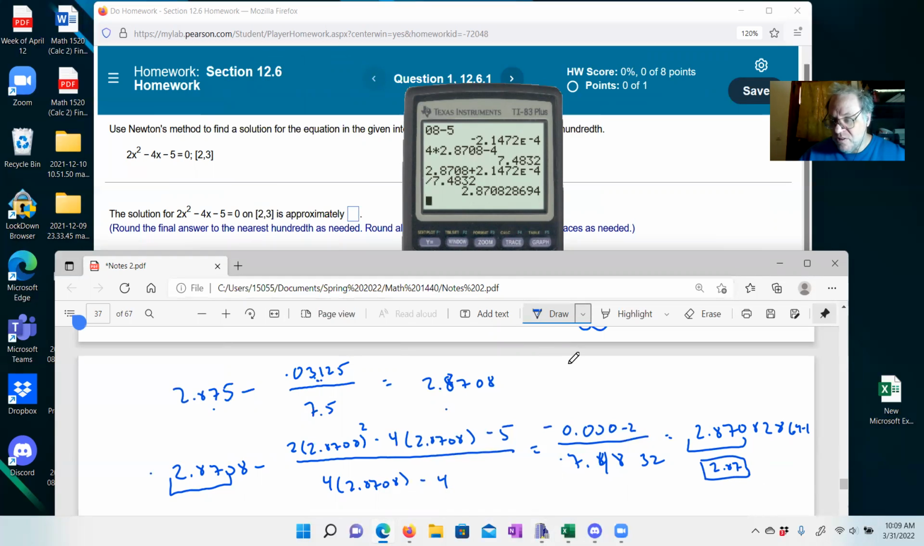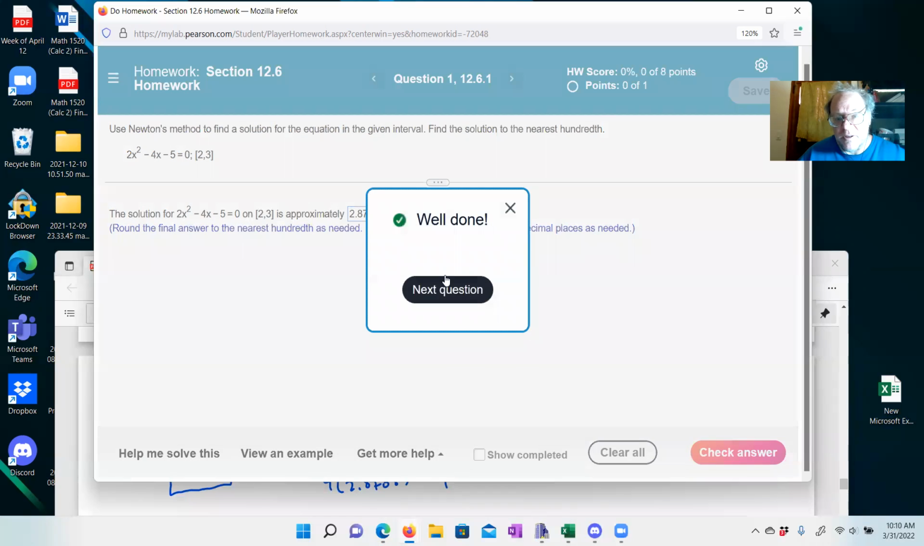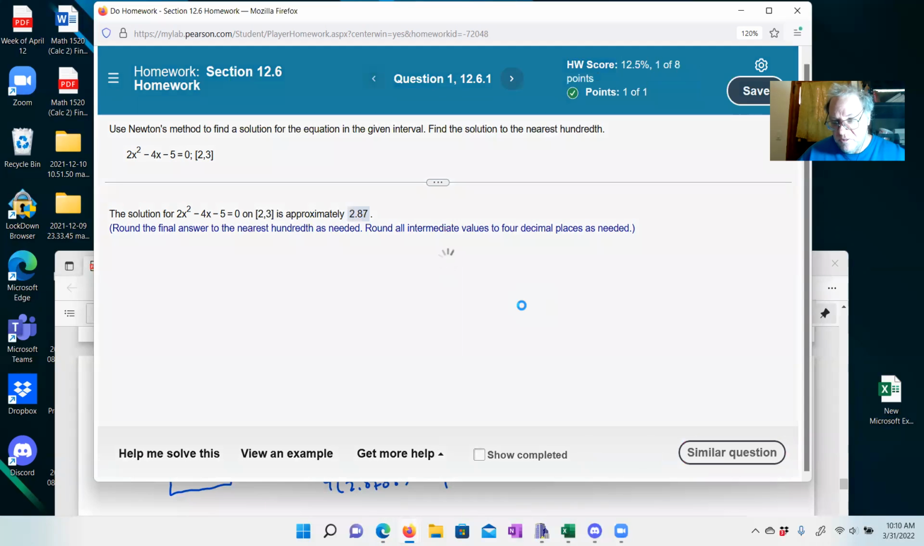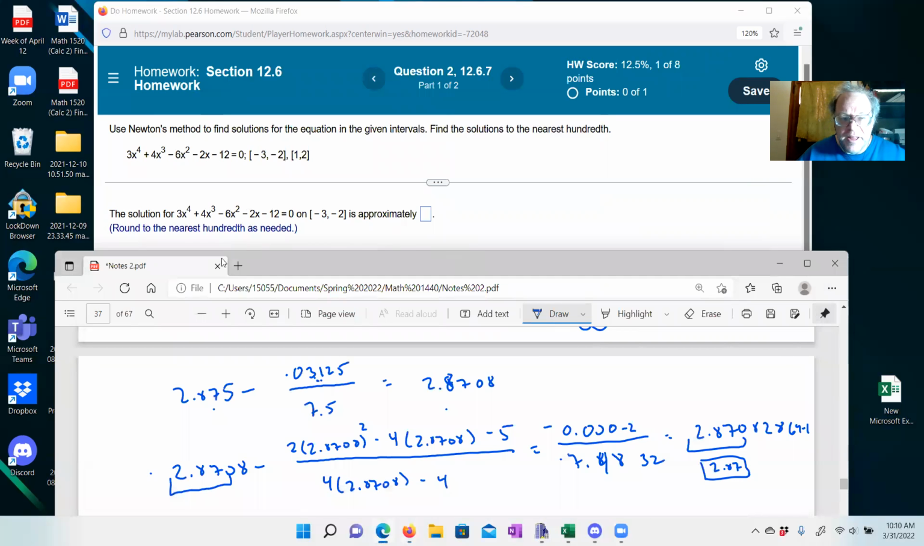That'll give us close enough to 0 that they have here. So we're going to type in 2.87. We're going to call that f of this thing is going to be 0. We're close enough to 0 that we can't really tell the difference. So that's what we want to do for Newton's method.